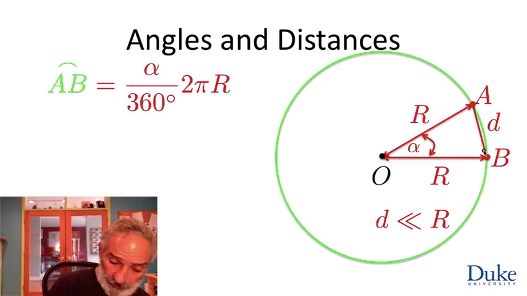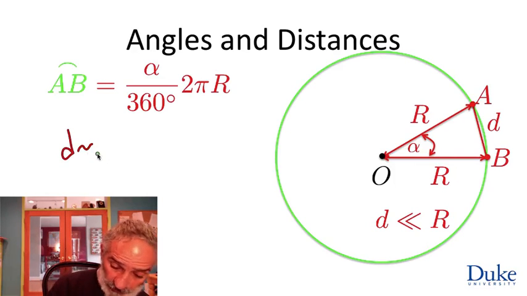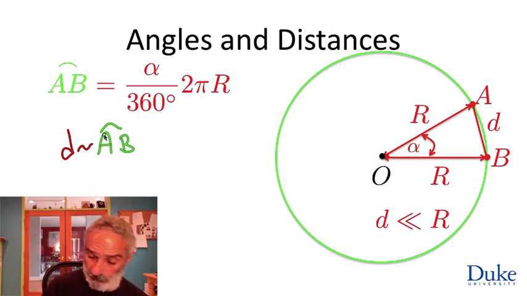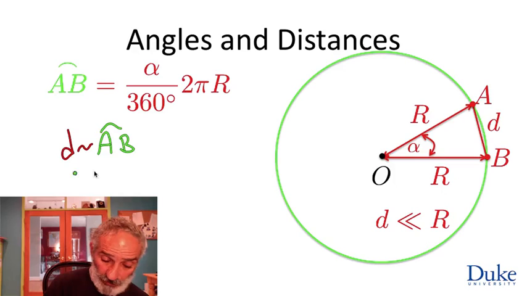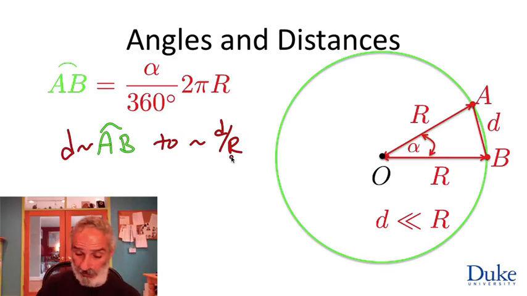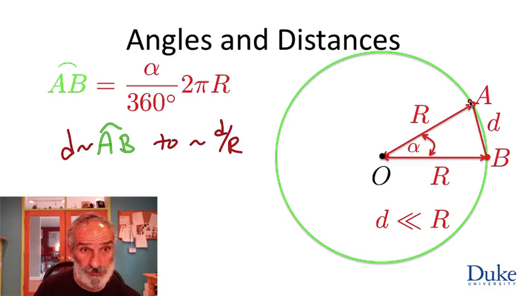So in the small angle approximation, d, which is the straight line distance between A and B, is approximately the same as this arc length that we've computed. This is what the small angle approximation buys us. Now, again, what does that explicitly mean? What it means is that this is true to within errors of the order of d over r. So in our case, I would say that the difference between the arc length and the straight line length is no more than a third of either of those two lengths.